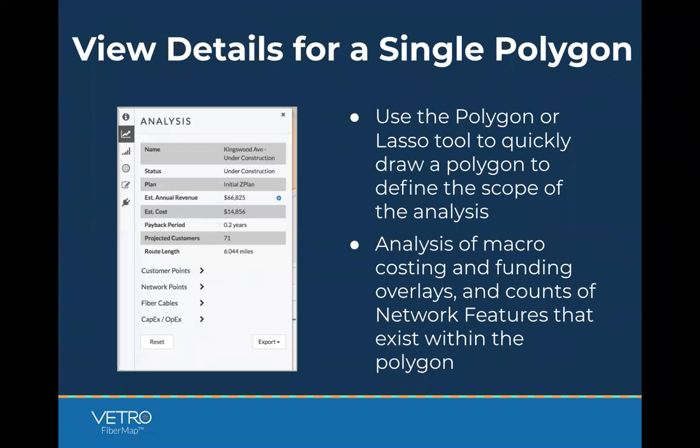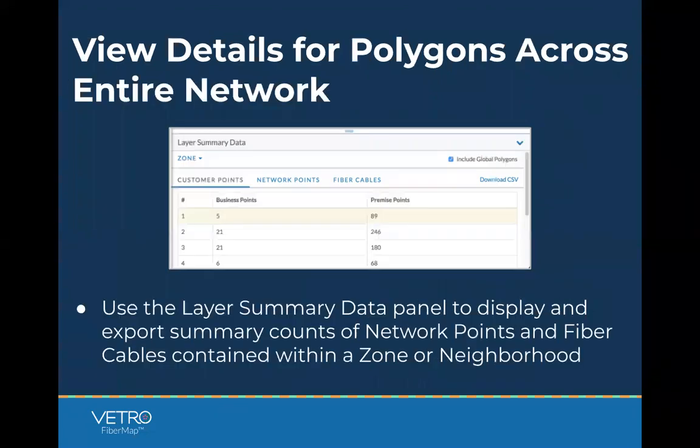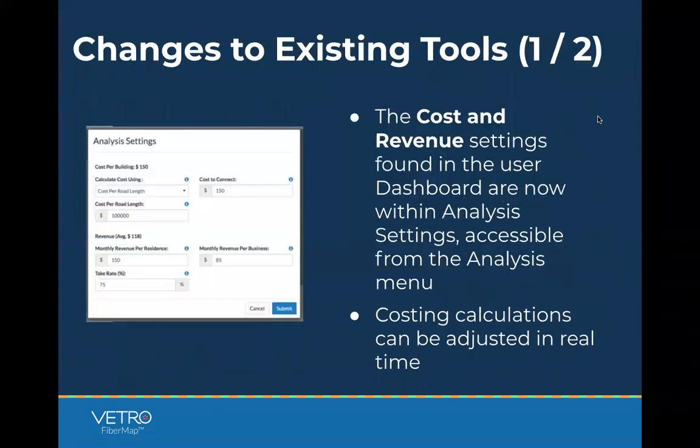The other key feature is the ability to view details for polygons across the entire network. Using the layer summary data panel, you can display and export summary counts of the network points and fiber cables contained within a zone or neighborhood. And it's organized around these layer types like zones, neighborhoods, or any overlays that you might manually create. So backing up a little bit, we had some existing tools that we retained and we absorbed into this new menu.